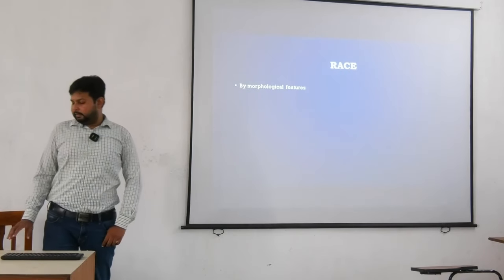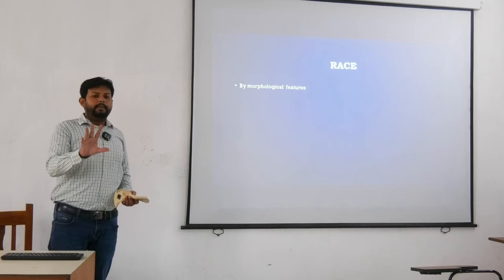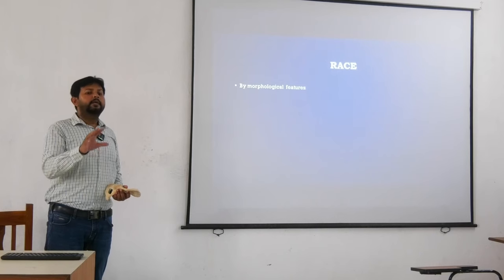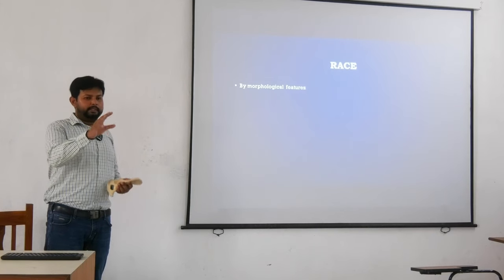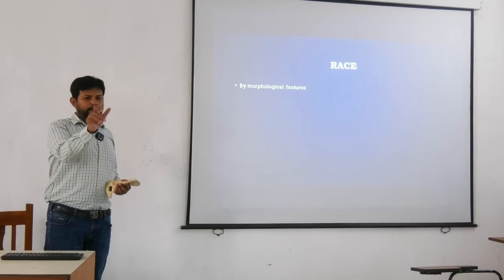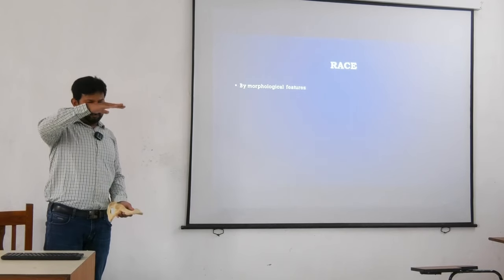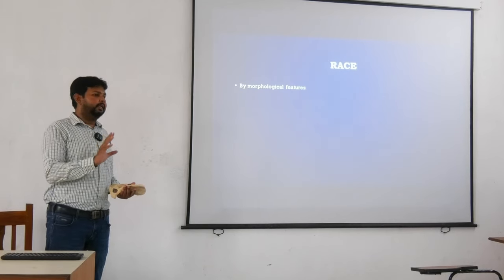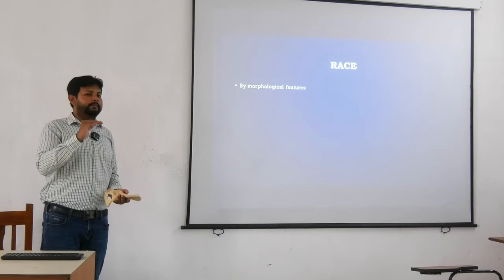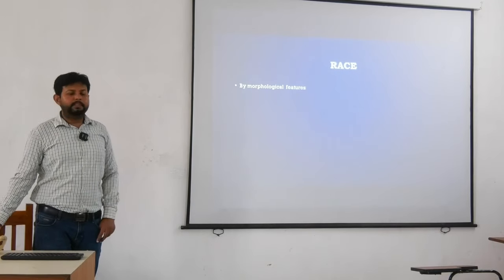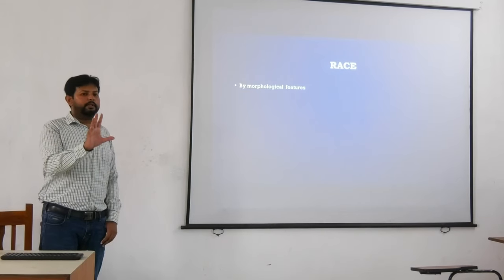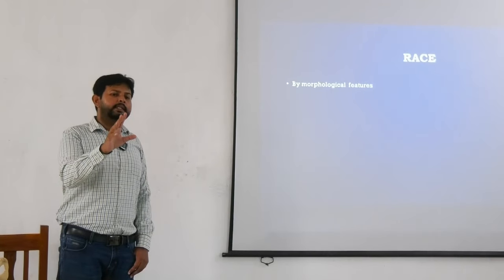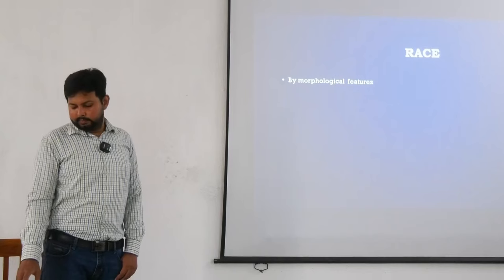By race, it can be said by the morphological features. Morphological features means by looking at it we can tell its width, length, whether it's long or not. Race can be said from morphological features, but we are more interested in the metric part. Metric part means measurement. We have to measure it and see which race it falls in. That is mostly stature. Okay, finding the stature.